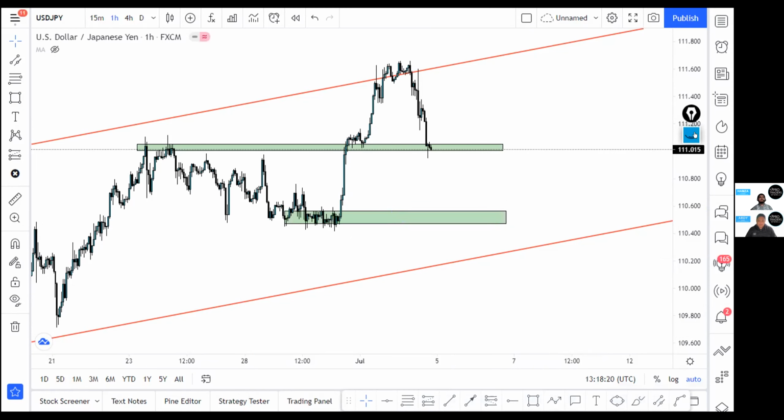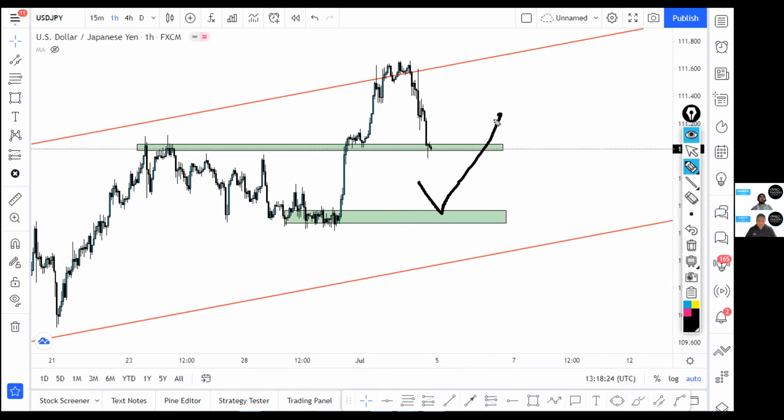Then I will be looking for long setups here at this area. We need to see how the market reacts at these areas. If we get rejection candles here, I will be looking for buys. Stop loss will be below this area. The first target will be this high. Or if this area doesn't hold, I'll be looking for some continuation to the upside at this area. So this is for the USDJPY.